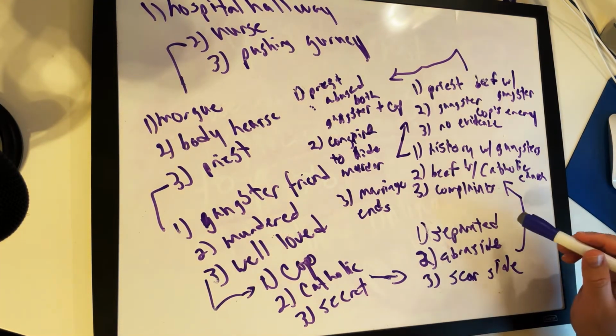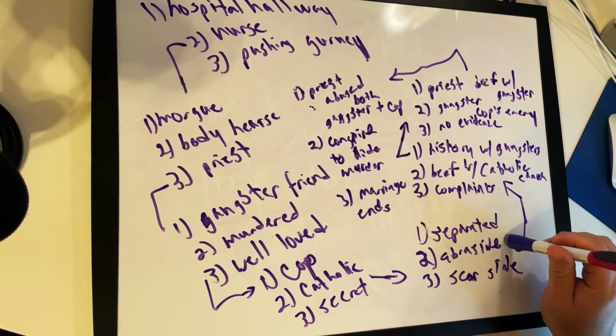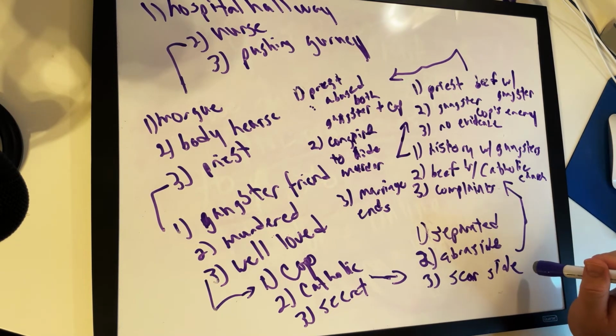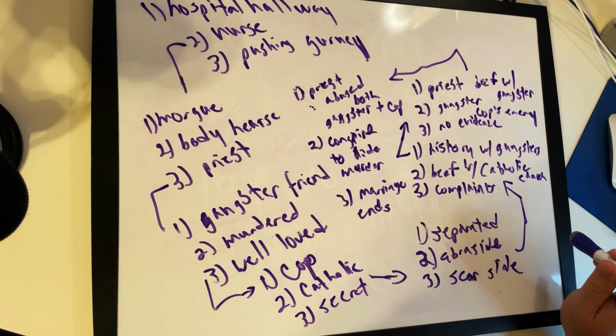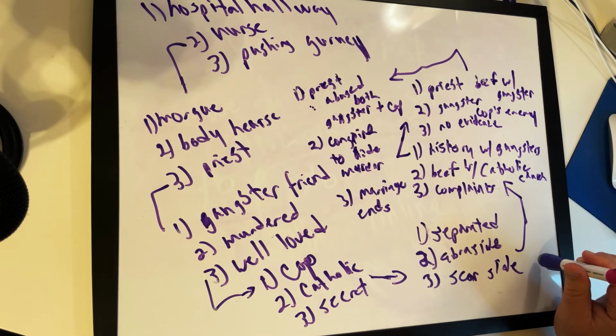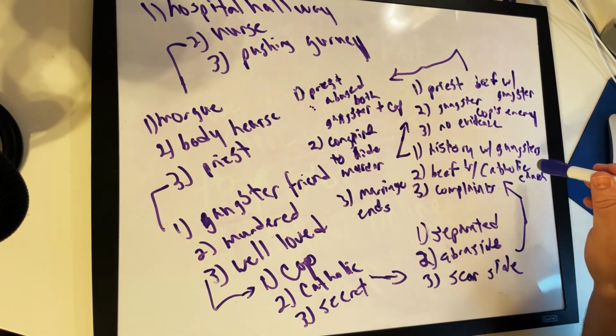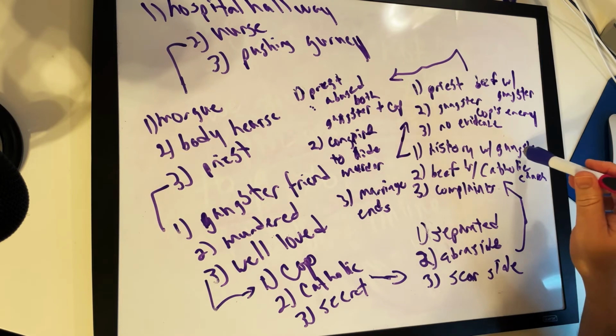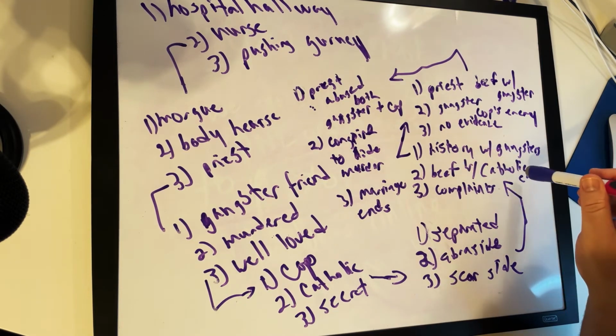And then that cop, his own life: he has an abrasive personality. He's separated from his wife. He has a scar on his side. My thinking is maybe that in some weird abusiveness the priest scarred him, kind of like Jesus being pierced on the side, some sort of weird abuse. Then the history with the gangs. So that cop then has a history with gangsters.